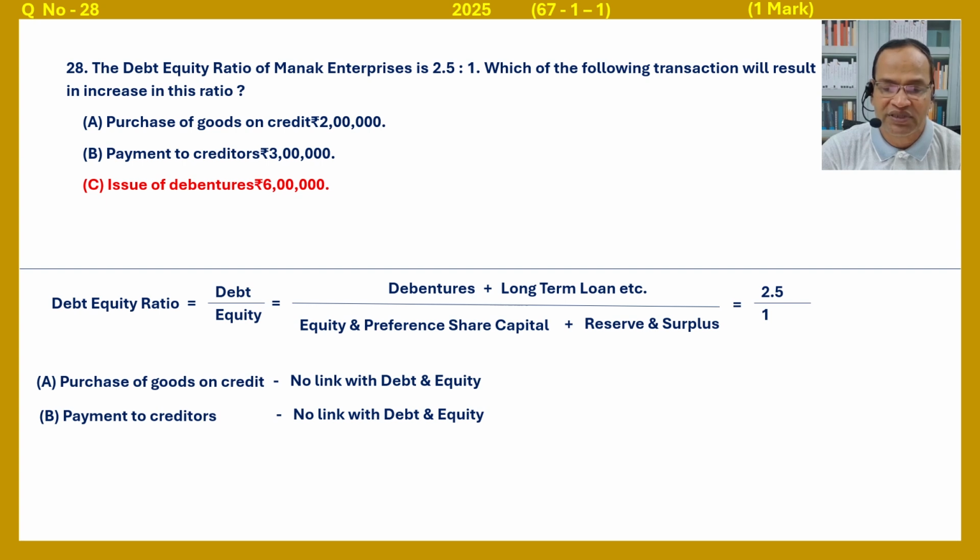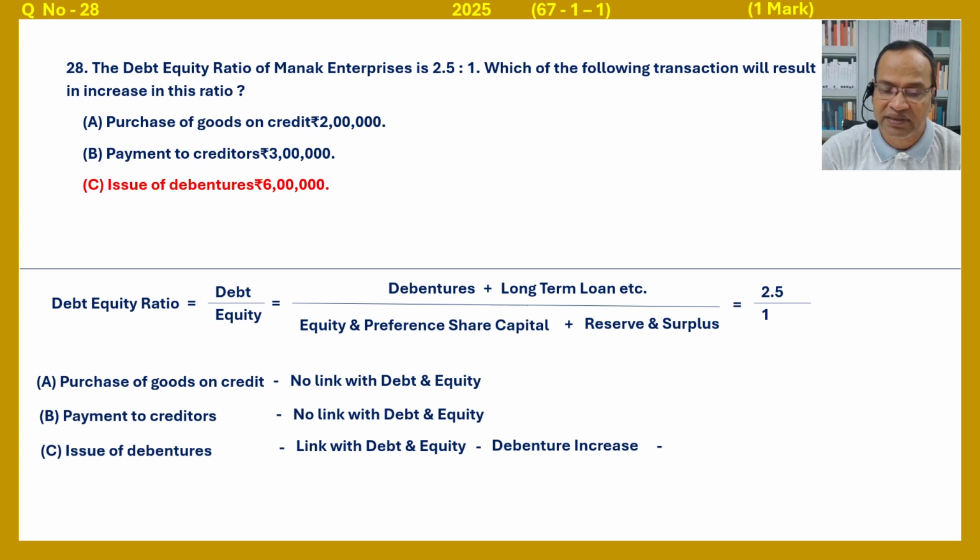Issue of debenture of rupees 6 lakh. Issue of debenture means debenture increases. So the above part will increase, numerator side is increased. It means the debt equity ratio will increase. Link with debt equity ratio: debenture increases, so debt equity ratio increases.